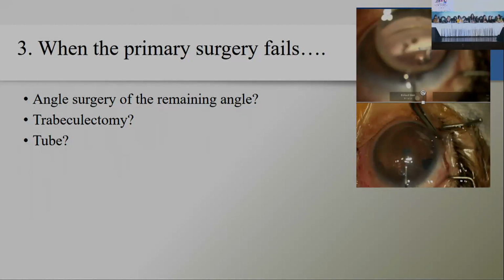But Dr. Shanta, what would you think? Yeah, it's not an immature angle which has caused the glaucoma. It's the oil, and it's never going to go away. It's going to be stuck in that superior angle, and it causes chronic changes over a period of time. So I wouldn't do any angle surgery.